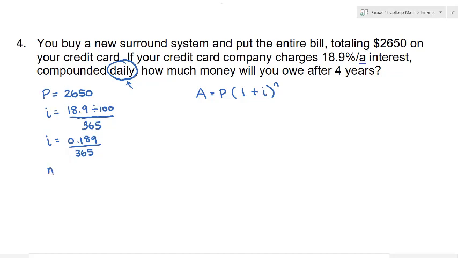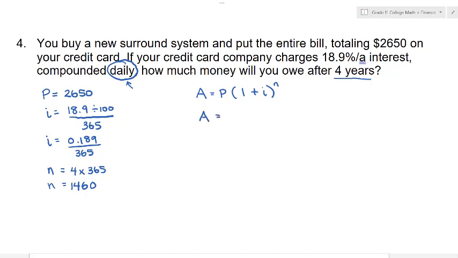Okay, now we have N. So N is the number of compounding periods, and in this case, it says it's compounded daily, so it would be the number of days. It says, how much money will you owe after 4 years? Well, we don't want to know how many years there are, we want to know how many days, because it's compounded daily. So N would be 4 times 365. And that I can type on my calculator because it won't give me a bunch of decimals. And I get 1460. So that's my N. So now I can plug everything into my formula to solve for A.